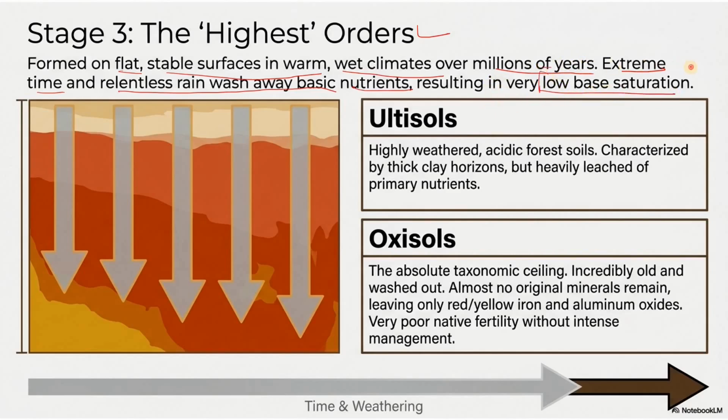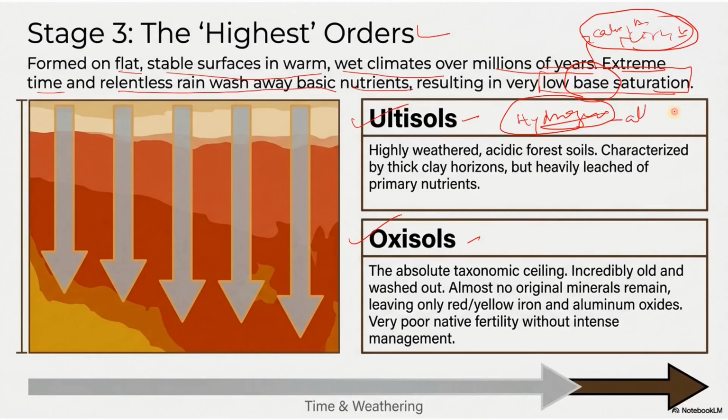So, as I have told you, what is base? Base is the calcium, the magnesium, the nitrogen, the potassium, the phosphorus. These are the base nutrients which are very helpful for agriculture. And these soils, the Ultisol and Oxisol, lack these nutrients, and the soil becomes acidic. Why is it called acidic? Because acidic soils have the highest amount of hydrogen. In the soil, hydrogen and aluminum are the acidic components.